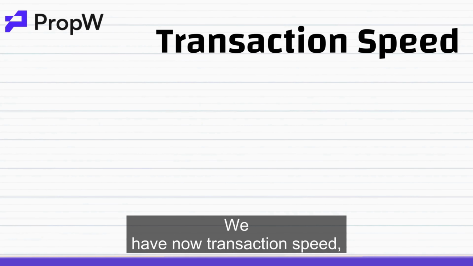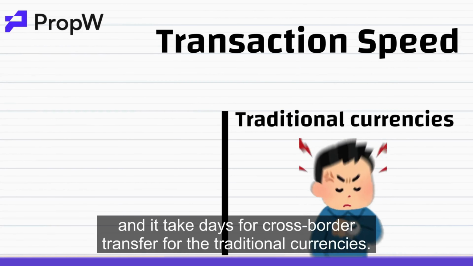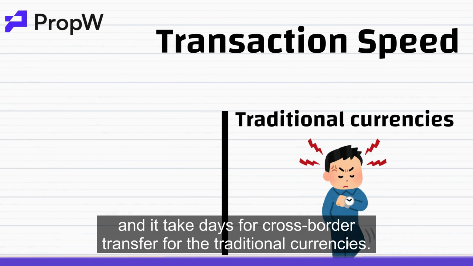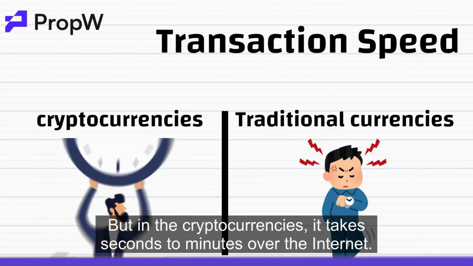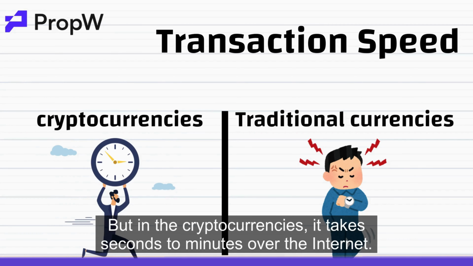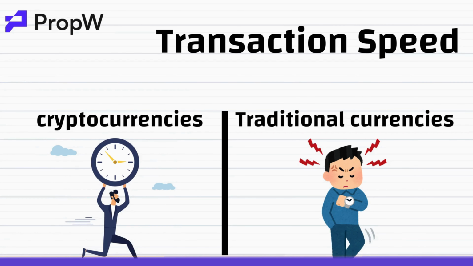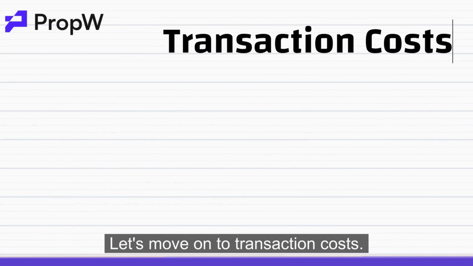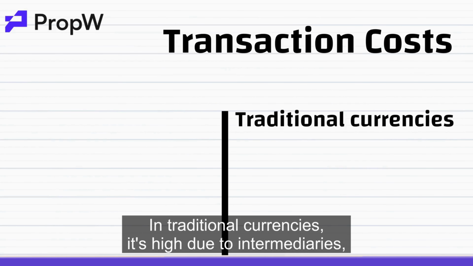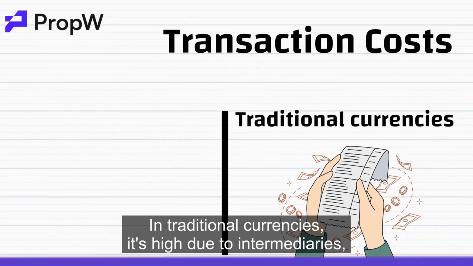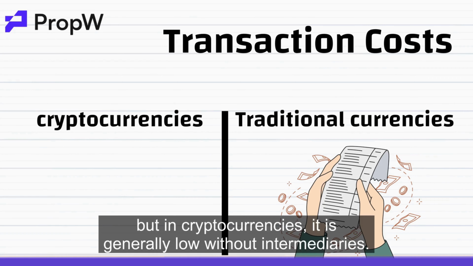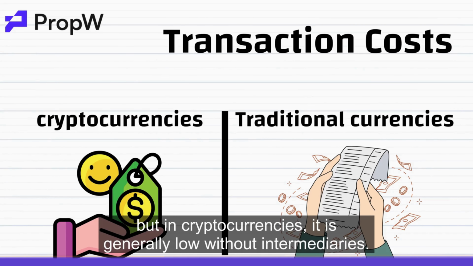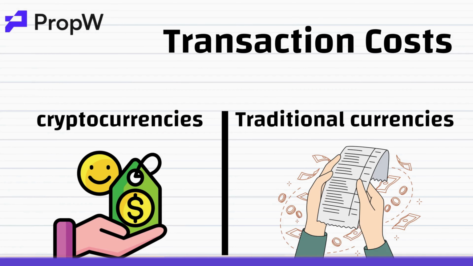We have now transaction speed, and it takes days for cross-border transfer for the traditional currencies, but in the cryptocurrencies it takes seconds to minutes over the internet. Let's move on to transaction costs. In traditional currencies, it's high due to intermediaries, but in cryptocurrencies, it is generally low without intermediaries.